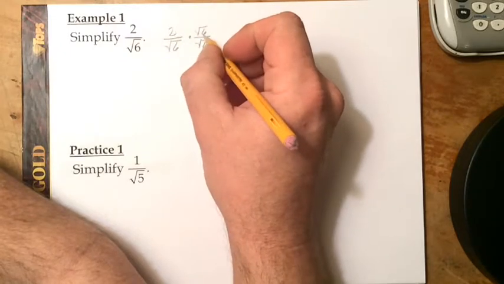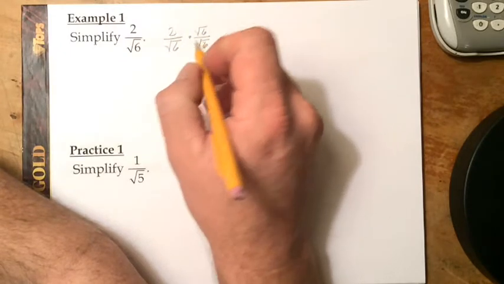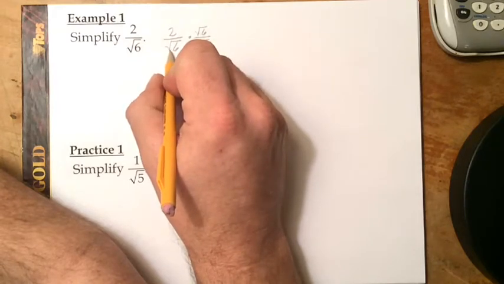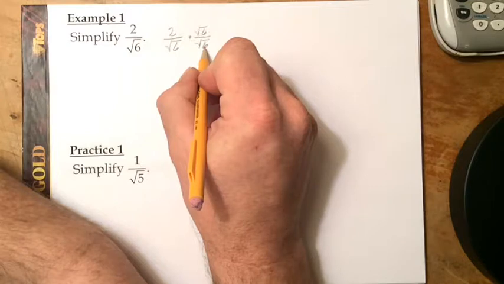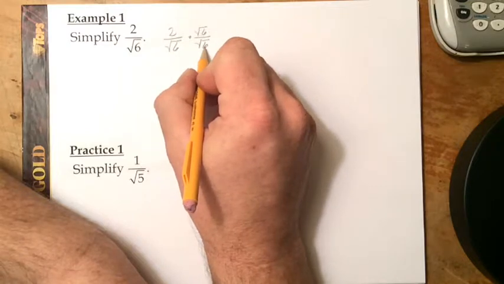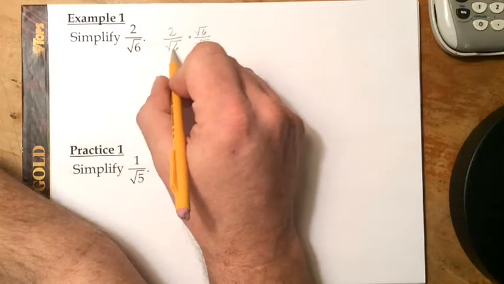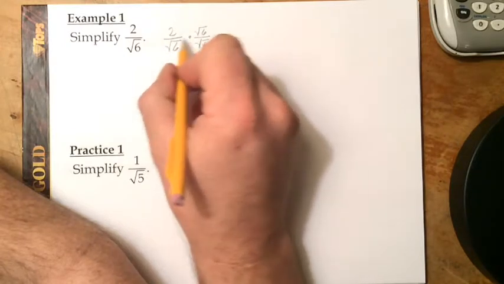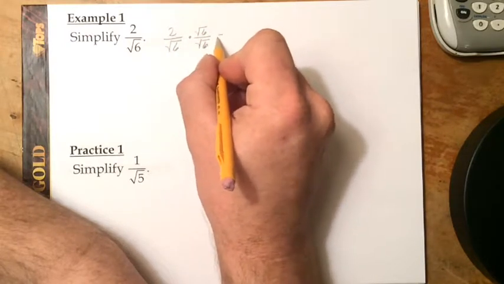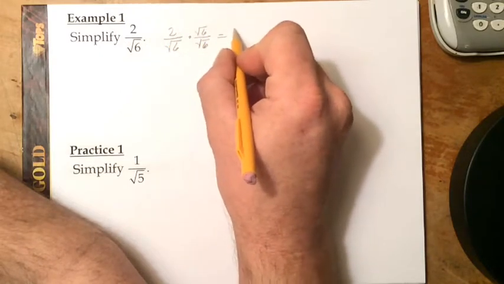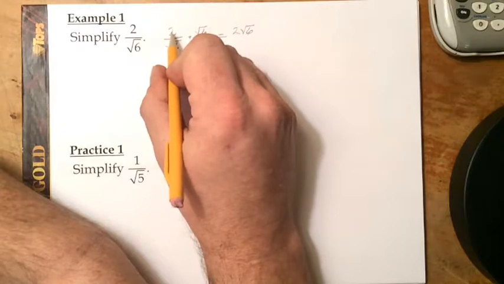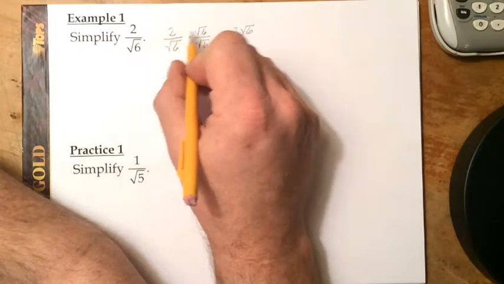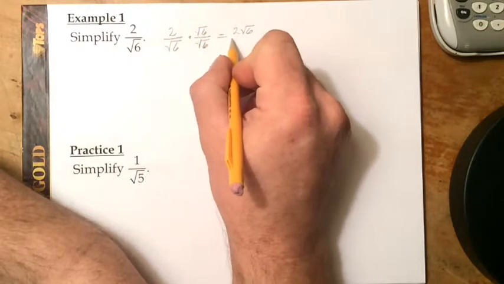The reason why we chose the square root of 6 over the square root of 6 is because the denominator is already the square root of 6, and when we multiply the square root of 6 times the square root of 6, we're going to get the square root of 36, and the square root of 36 gives us simply 6, so we do get rid of the square root. Again, when we multiply two fractions, we multiply the numerators, 2 times the square root of 6. Remember, you never multiply rational with irrational numbers. This is how you have to write it.